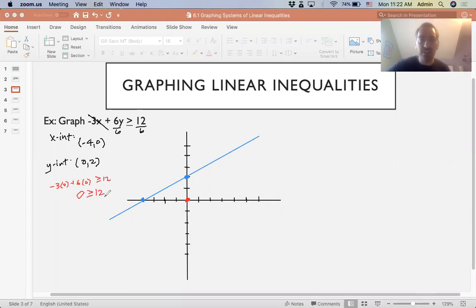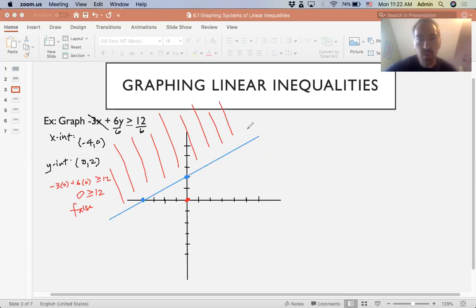0 is not greater than or equal to 12. So this is a false statement. So we're going to shade on the half plane that does not contain the origin 0, 0. All right, so we're shading above this line here. So every point in this shaded region will be a solution to the linear inequality.